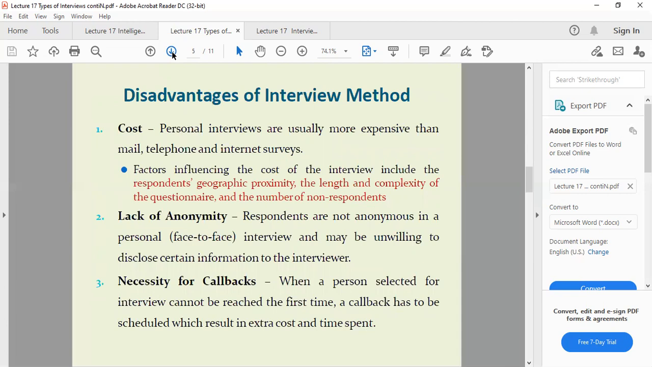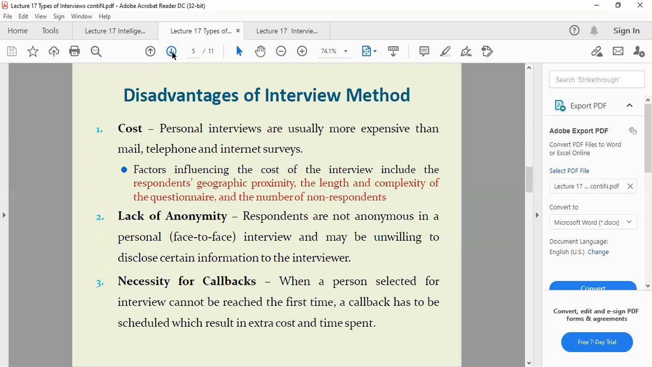Then disadvantages. Costs, specifically for personal face-to-face interviews, or calling costs as well. Also geographic proximity, which deals with distance, and then the number of non-respondents and so on. The costs can also be incurred in personal, telephone, internet, and mail interviews, since you have to pay for the services. And then lack of anonymity. Respondents are not anonymous in a personal or face-to-face interview and may be unwilling to disclose certain information. It depends on the type of interview as well.